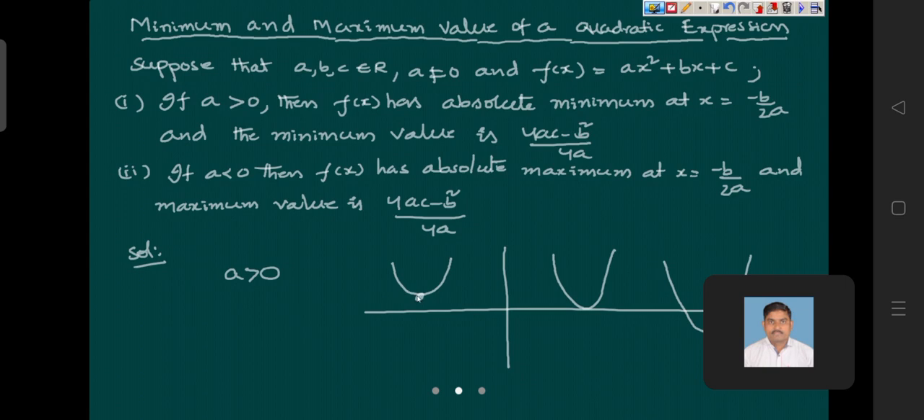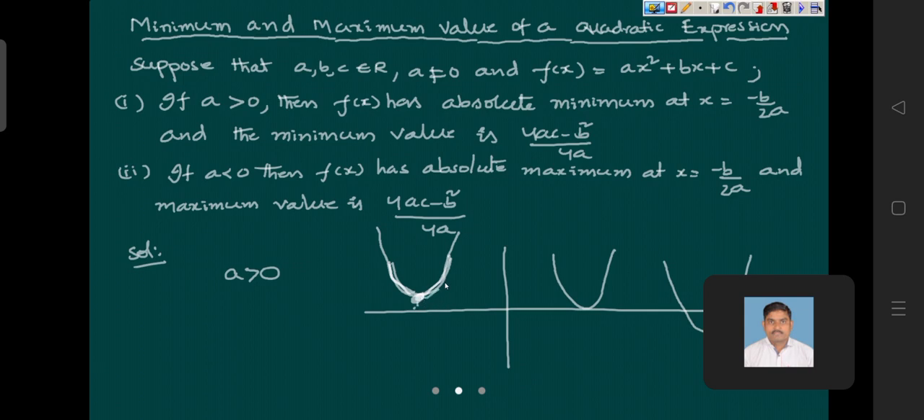From the left side of the vertex or the right side of the vertex, the value of the graph will gradually increase. So the minimum, the least value, is at the vertex. This is attained at the x coordinate of the vertex, and the respective y coordinate is called the minimum value.